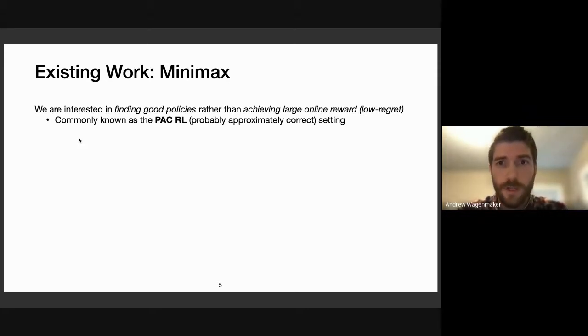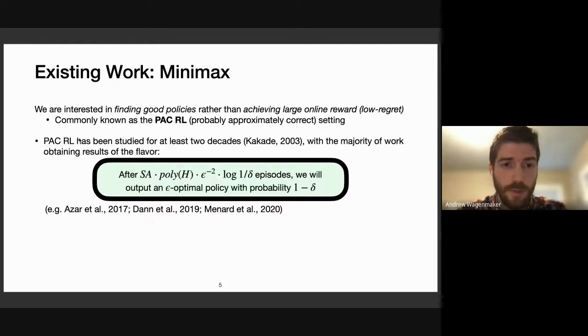So where are we with this PAC RL problem? Well, this has been studied for quite some time, since the early 2000s. The majority of papers out there have a result that looks something like this: after S, the number of states, times A, the number of actions, times some polynomial in H, the horizon, times epsilon to the -2 episodes, you can output an epsilon-optimal policy with high probability. And this is minimax optimal.